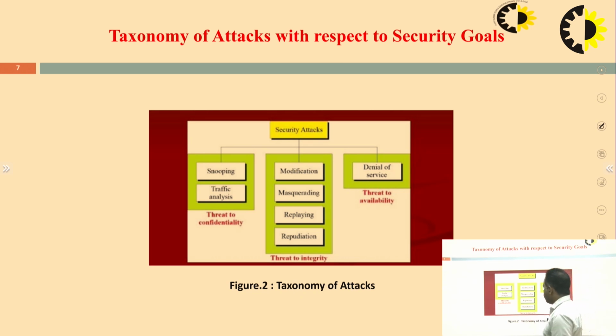The last one is repudiation, that is, a denial of one's own commitment. And the last one, threat to availability: how is it threatened over the network? Through denial of service. We repeat the information we have sent again and again, and that overloads the server or system. Repetitively we send the same message. This is one of the categories, which is why the services are unavailable to the users who want to access them. So this is the overall taxonomy of the attacks.